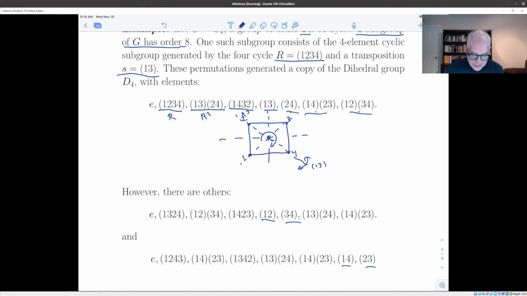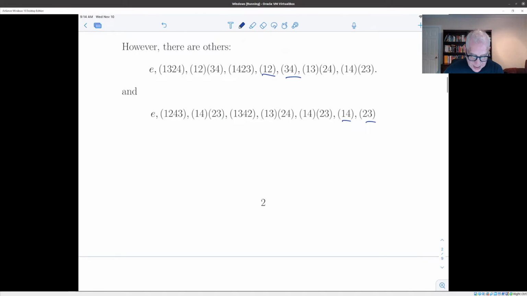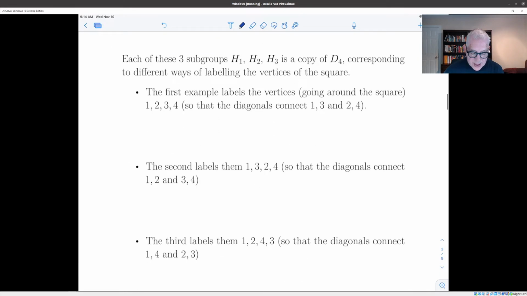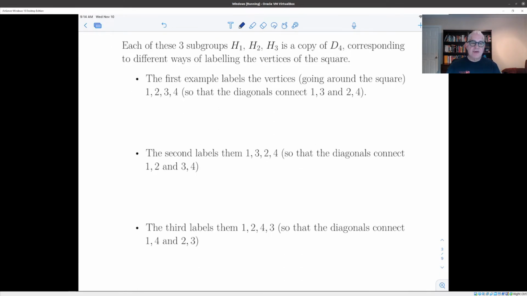And the thing about these 3 copies of D4 is that they're conjugate to one another. One way to think about what's going on is this: if we remember, I showed that the first one comes from labeling the vertices 1, 2, 3, 4 in that way. Suppose we just, for some inexplicable reason, decided to label the vertices differently.